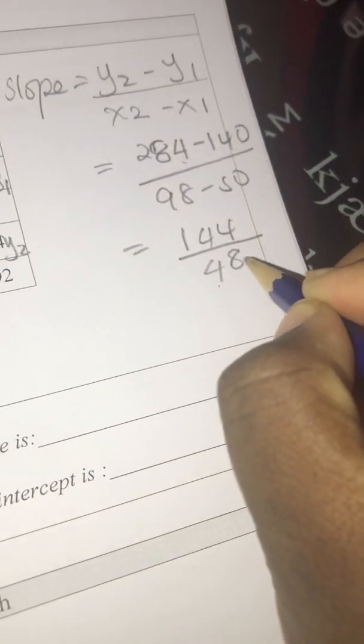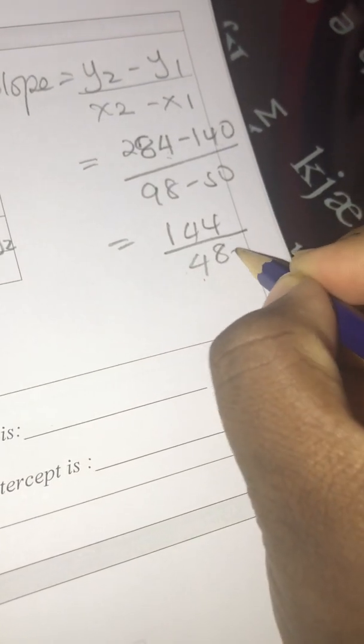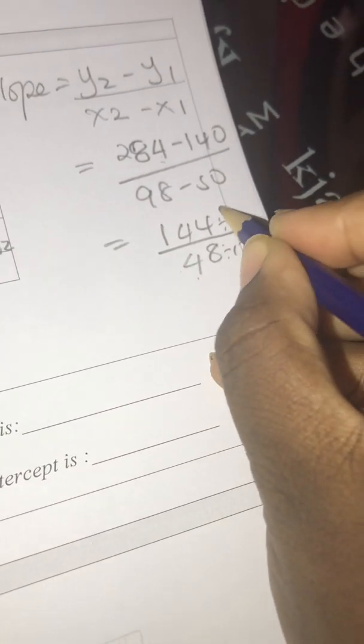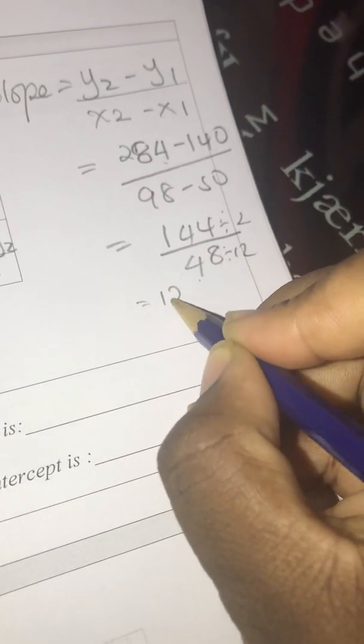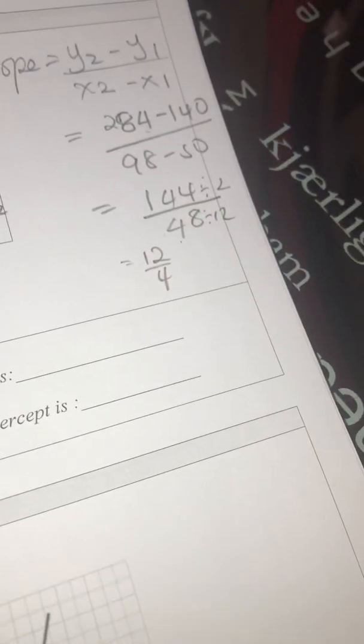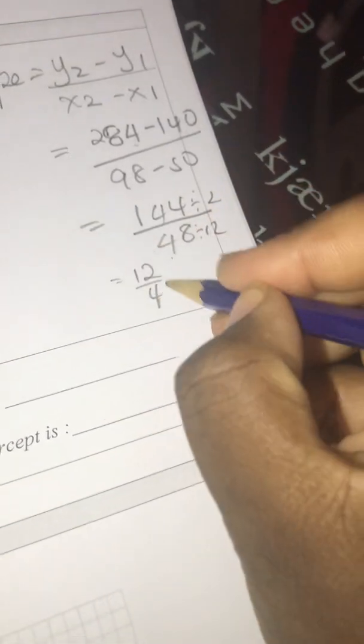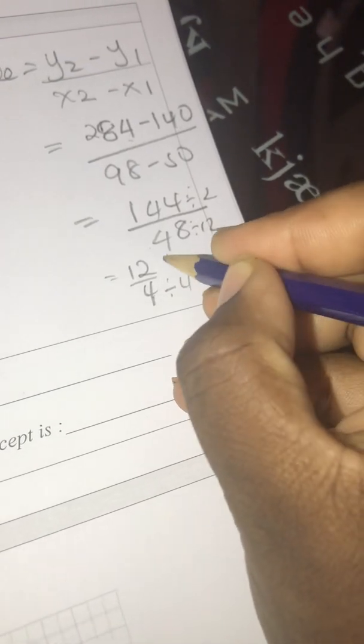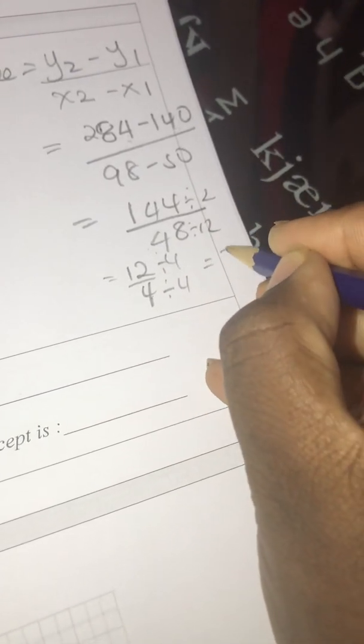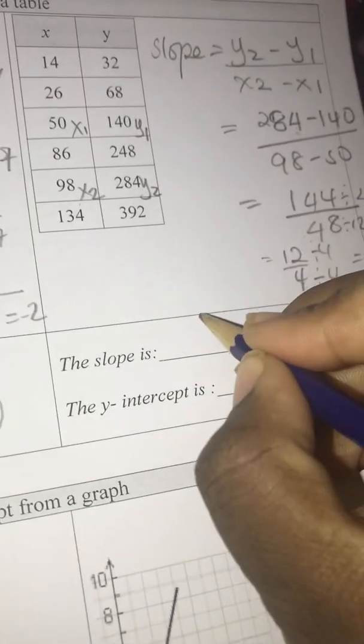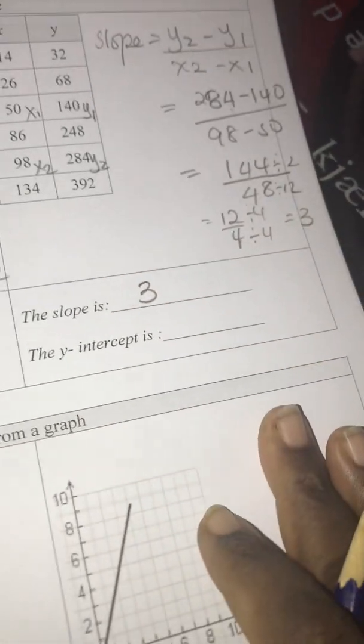I can simplify using 12. Divide by 12, divide by 12. I will get 12 over 4. I can still simplify using 4. Divide by 4, divide by 4. My answer is positive 3. So my slope is 3.